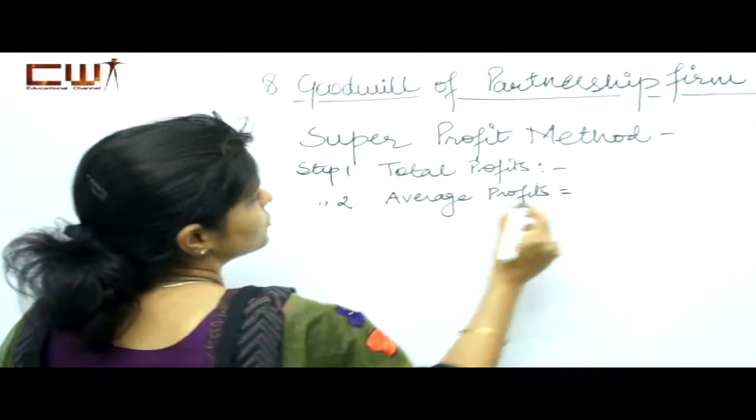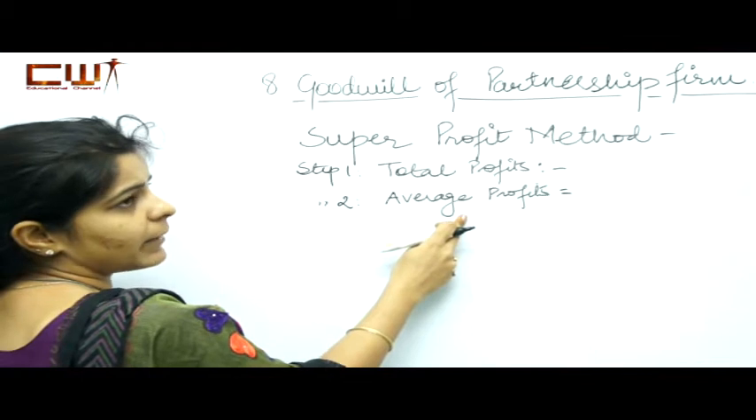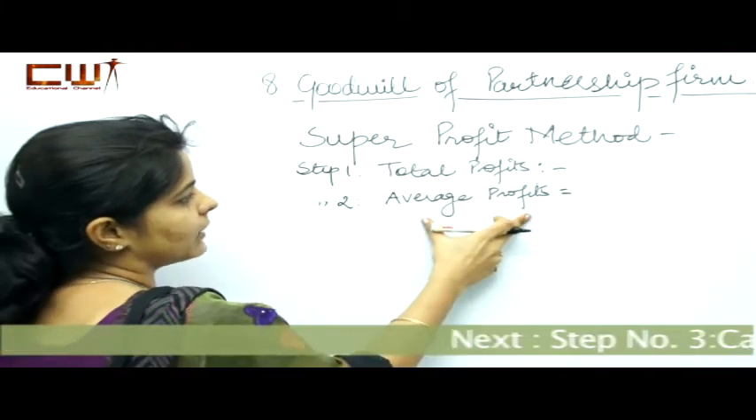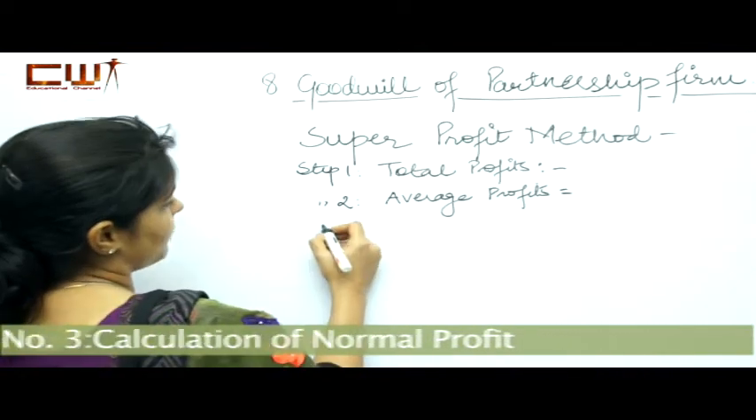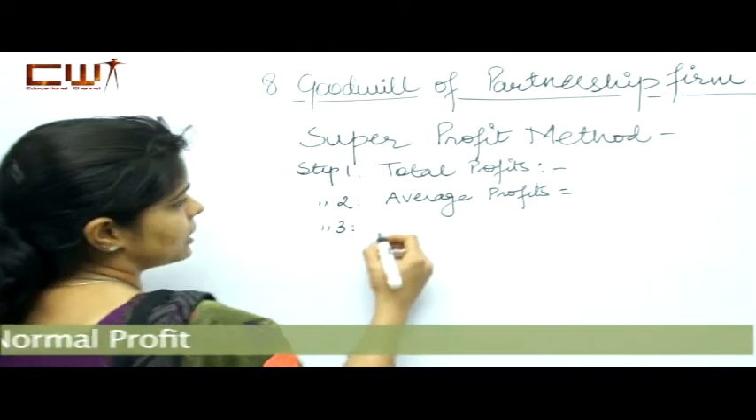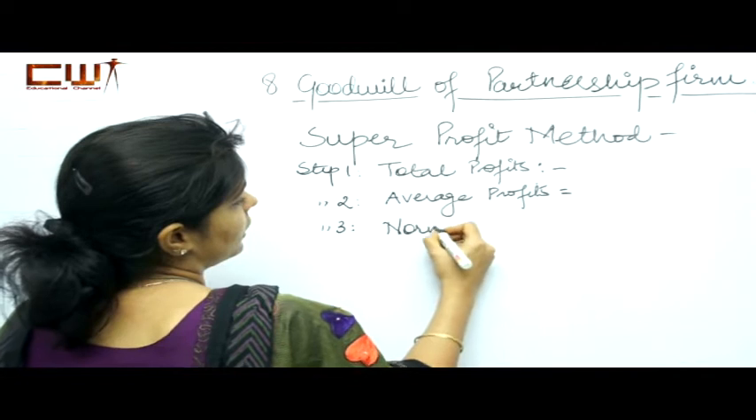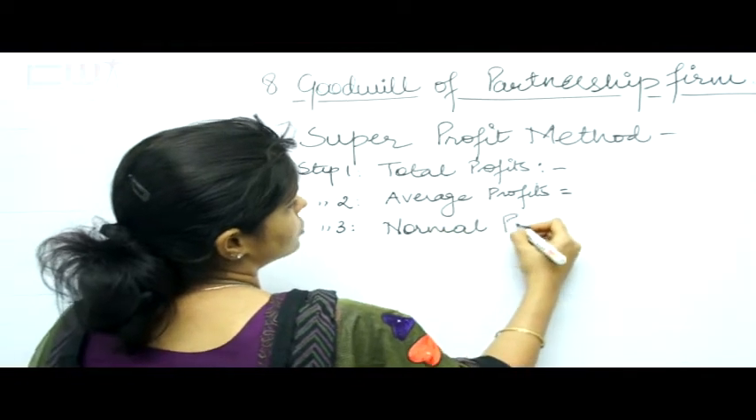How do you find the average profit? Total profit divided by the number of years. So there you get the average profit. Till now the steps are the same. The next step, there is a change. You will be finding out normal profits also.